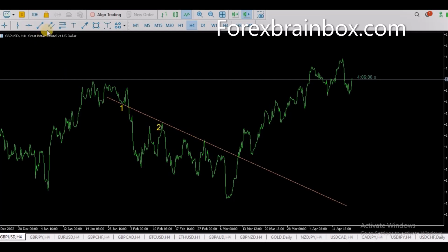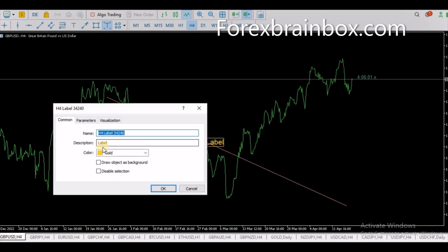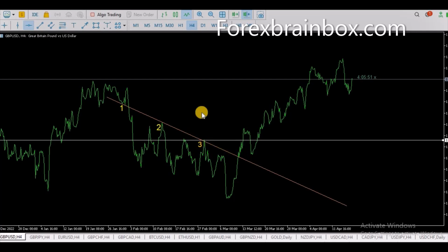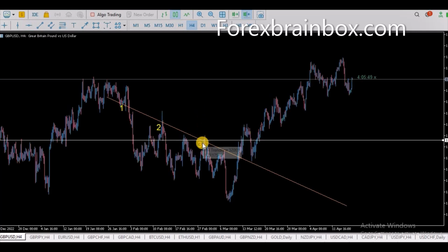So where are we looking for trade opportunities? The third time price comes to touch this level, 3. So guys, you see how I'm able to draw my trend. At this point I can now map the zone out and switch to my candlesticks.